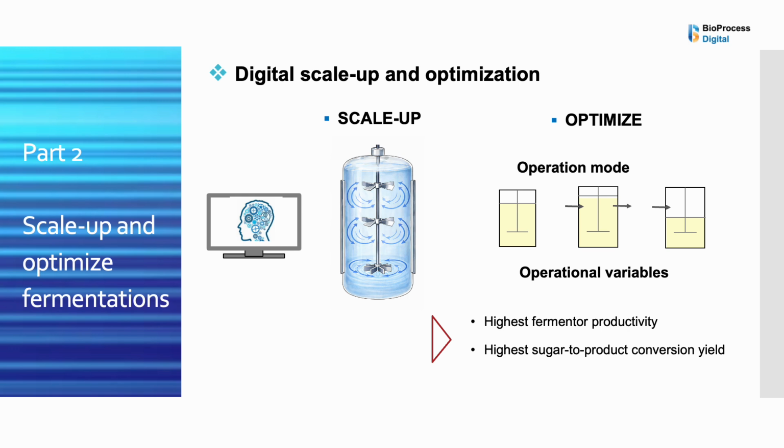The second part of the course focuses on the digital scale-up and optimization of the microbial fermentation. Using simulation models, you will analyze and compare the performance of the 3 principal modes of operation: batch, continuous, and fed batch fermentation. For each mode, you will investigate the influence of key operating variables and determine the optimal conditions that maximize 2 major performance criteria: fermenter productivity and sugar substrate to product conversion yield.